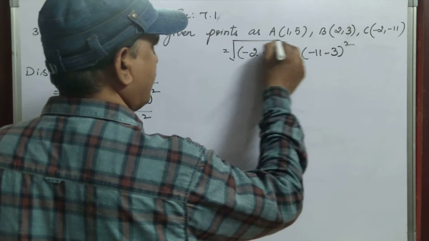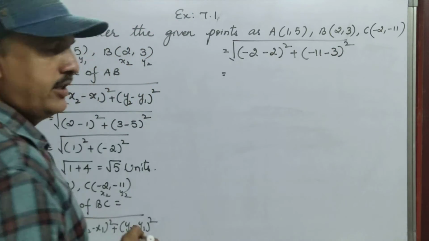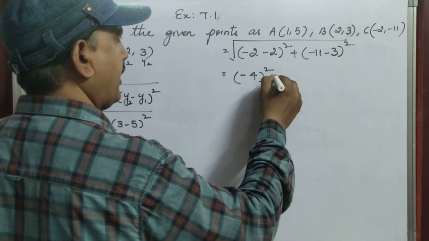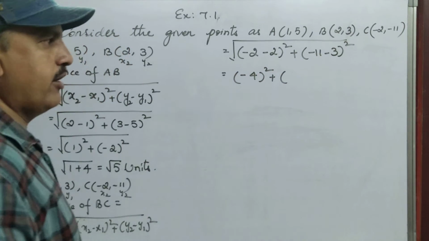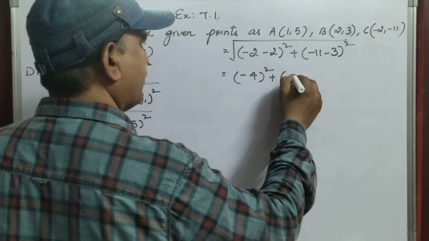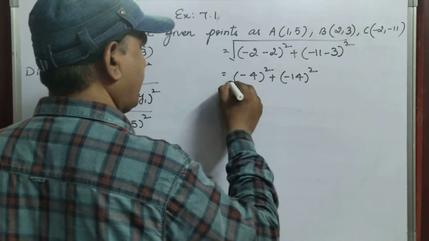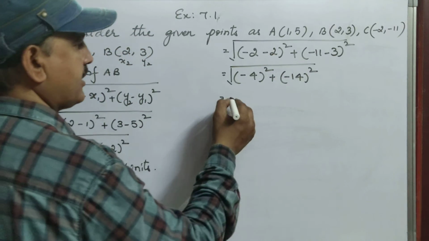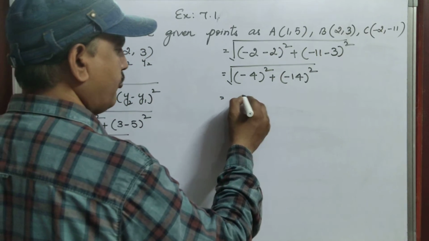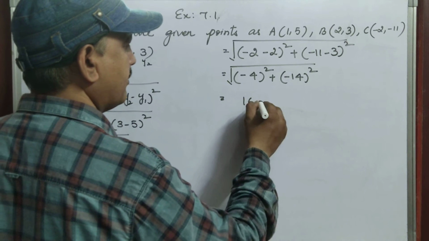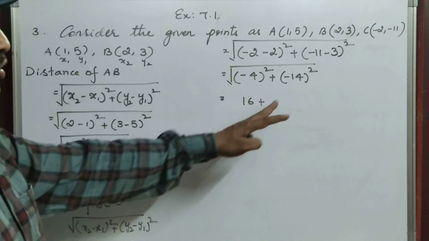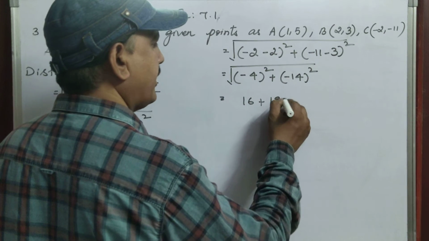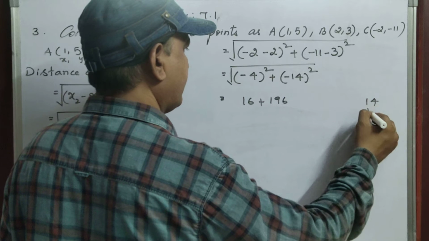Okay, square root. Now minus 2 minus 4, whole square, plus, both are minus so we have to add, that is minus 14 whole square. Okay, now 4 square means what? 16. Minus into minus will become plus obviously. So 16 here plus, now 14 into 14, 196.